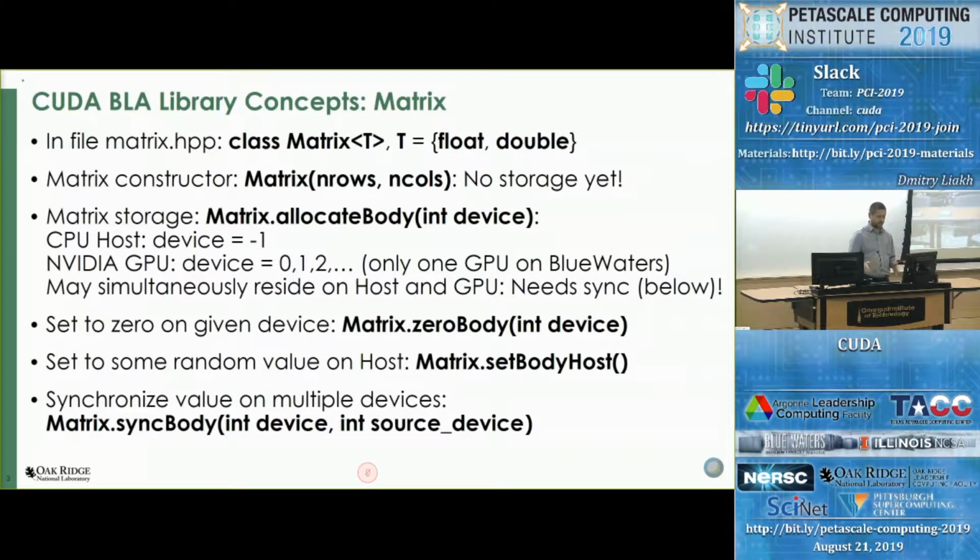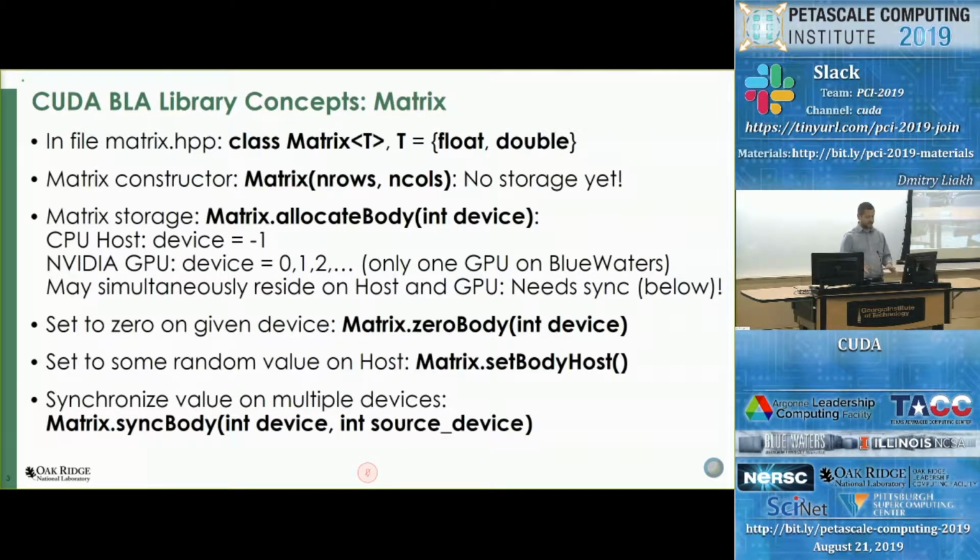But I need to explain this interface first, because you will look at the main CPP file where these methods, these functions are called. And so this allocate body method just provides the storage for the matrix. And you can decide either to allocate matrix body on the CPU or on GPU by providing the integer, a number, -1 or 0. And then you can call zero body on the matrix, and zero body essentially just sets every element of the matrix to 0. Then you can also call set body host, and this method will just set some random value to our matrix on host only. And then you can synchronize the value on multiple devices by just calling matrix.sync body.